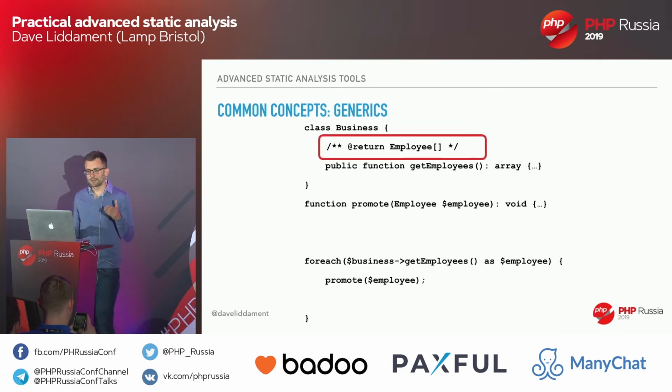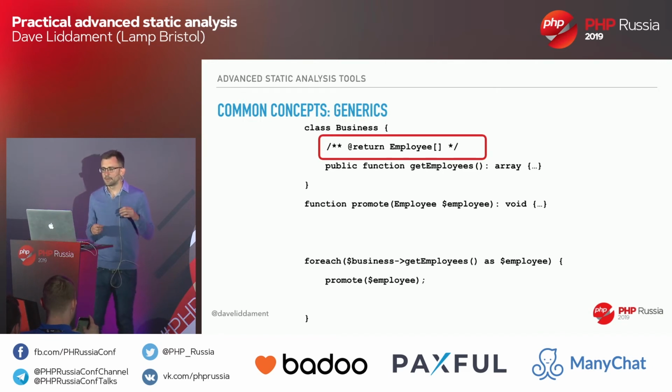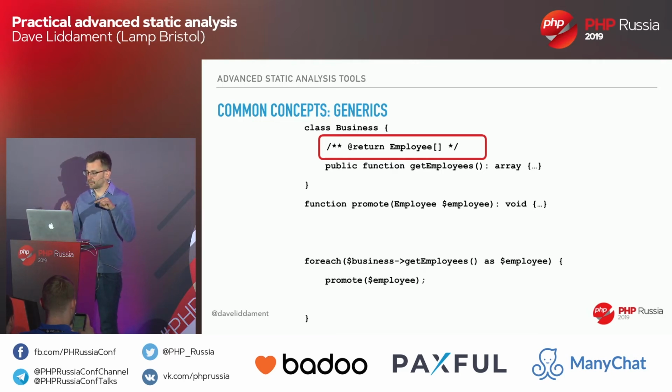So what we can do is, instead of saying in the doc block that we're returning an array, we can say we're returning employee, open, close, square brackets. And what that means is we're returning something we can iterate over, and each of the values is of type employee. And what Psalm will do is it will look inside that function, and if you ever try to add something which isn't an employee to the array that it returns, it will flag that up as an error.